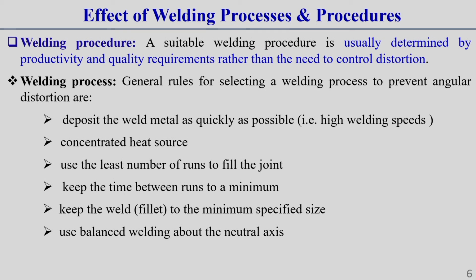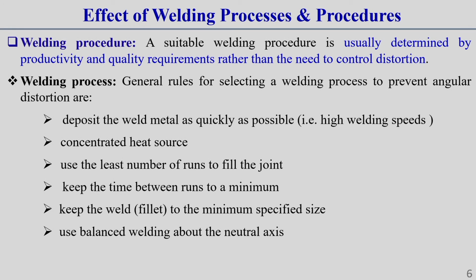Now, what is the effect of welding procedure and processes, that also we should know. We will discuss in detail in this slide the effect of welding procedure and welding processes on welding distortion. Welding procedure has a significant effect on welding distortion. Here one thing you should keep in mind: a suitable welding procedure is usually determined by the productivity and quality requirement rather than the need to control distortion. What I am telling, understand? So, generally a welding procedure is determined based on productivity and quality requirement. This also you should keep in mind.